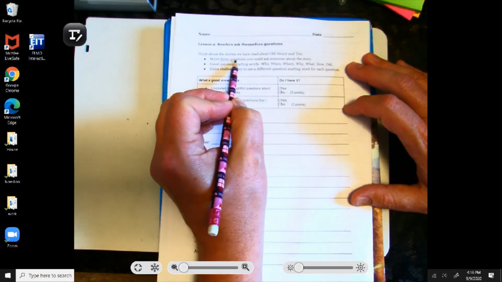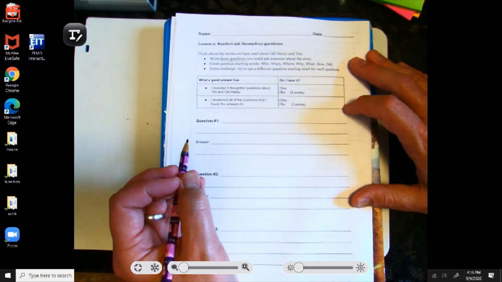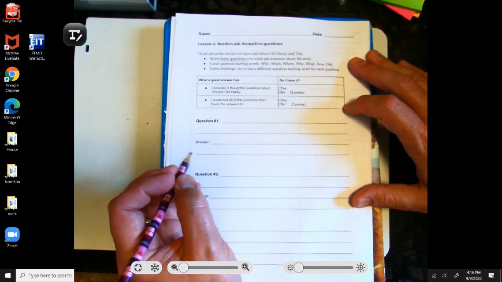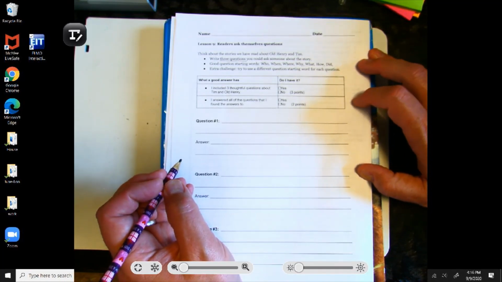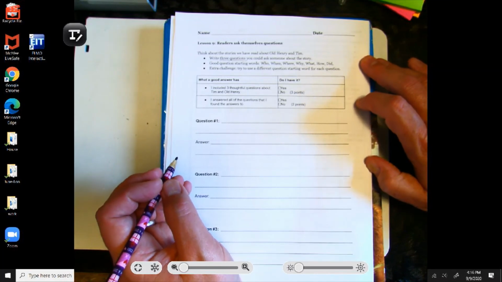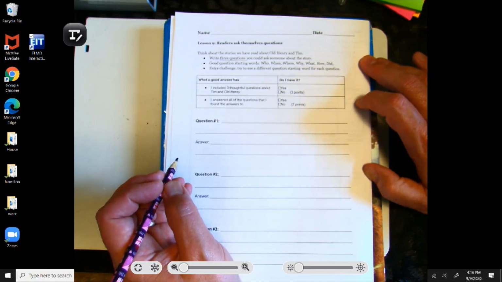Write 3 questions you could ask someone about the story. Right? So think about if you were making a little quiz, right, or a little test about this story to see how well people have been reading and paying attention to the story.